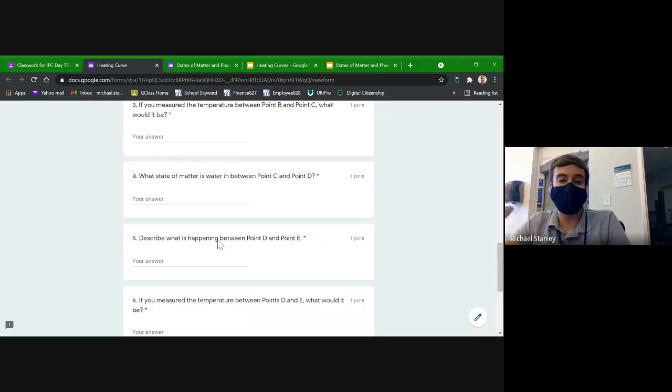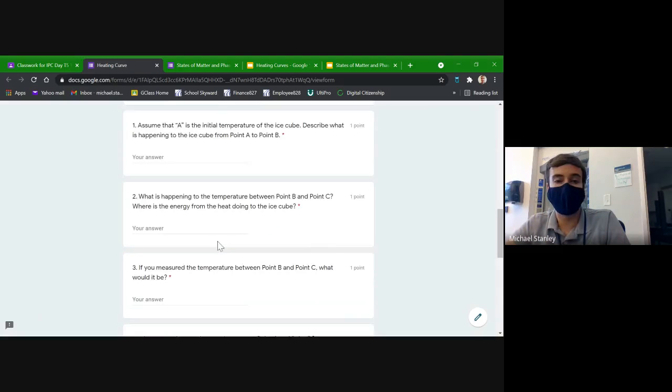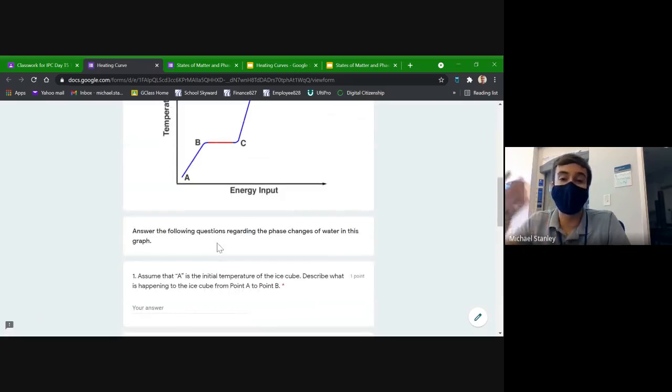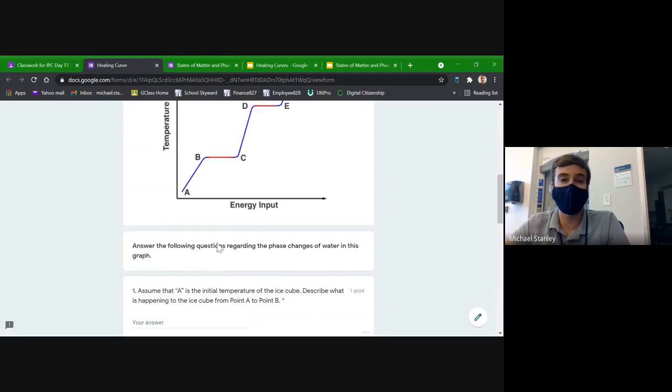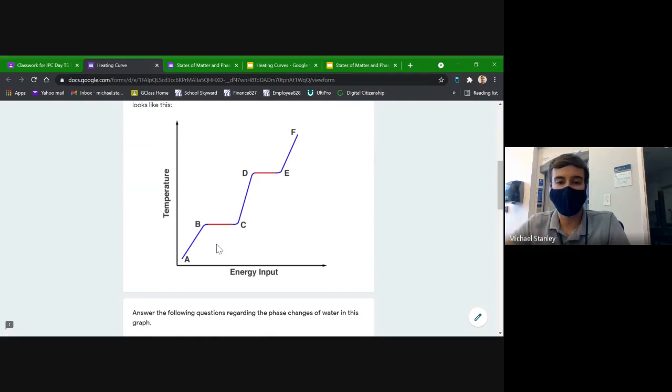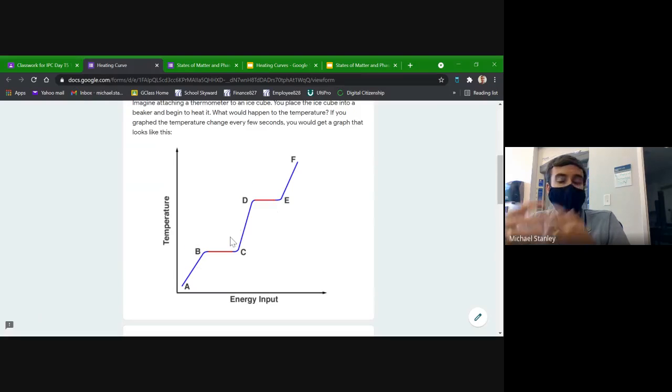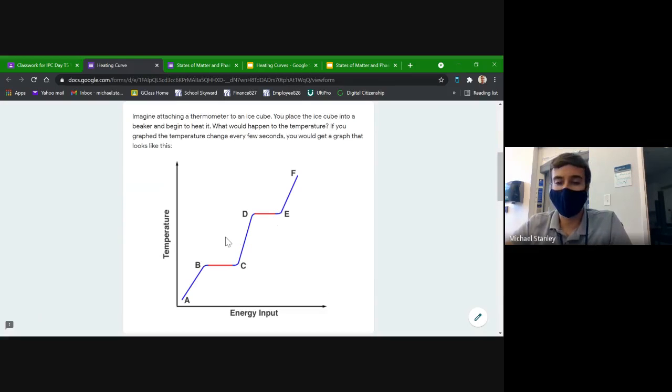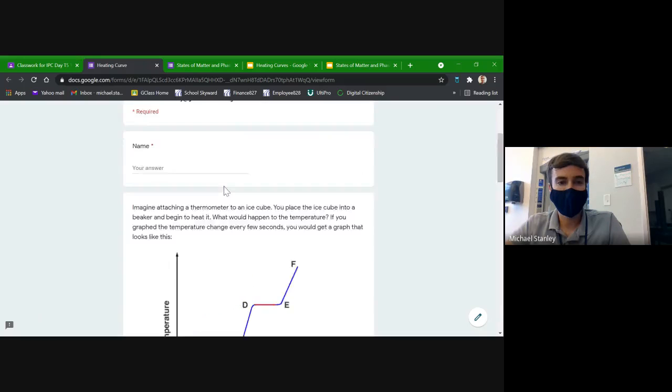And so definitely take your time, go through the heating curve from the notes. If you need to, you can go back and rewatch this video if you want to hear me go through the heating curve again. All of it's set up a little bit differently. It's not the exact same shape, but it has the exact same parts that we were just looking at with our heating curve in the notes. So that is what will be the homework for tomorrow, Wednesday.